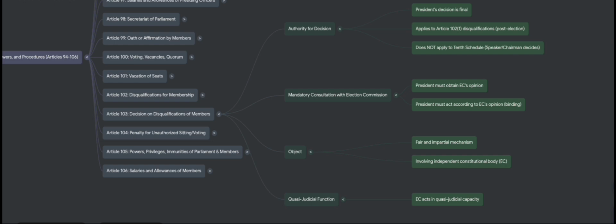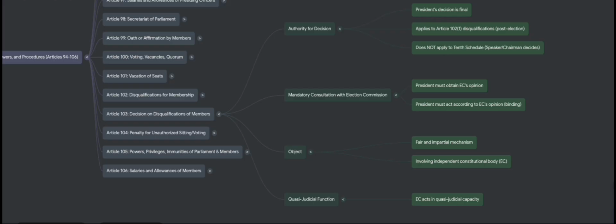It is effectively binding, yes. This wasn't always the case. The 42nd Amendment during the Emergency had made the President's own satisfaction supreme, but the 44th Amendment wisely restored the original position, making the Election Commission's opinion binding. This provision ensures that a technical and politically sensitive matter like disqualification is decided based on the expert, impartial, and considered advice of the independent constitutional body responsible for electoral integrity. It prevents it from becoming a purely political decision by the executive. It removes the potential for executive influence or political maneuvering in these specific disqualification matters, thereby upholding neutrality and fairness in a potentially contentious area.